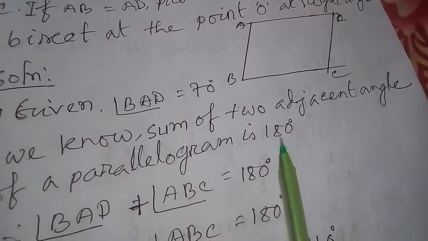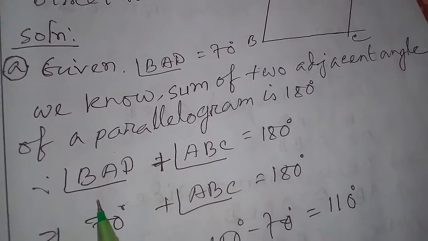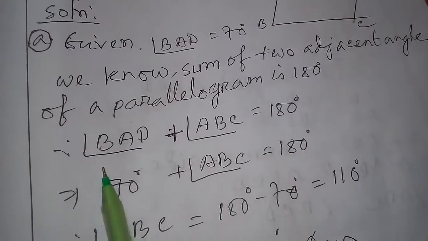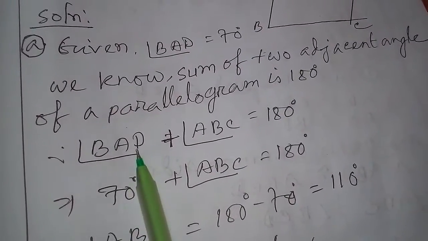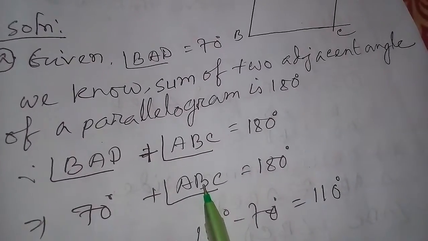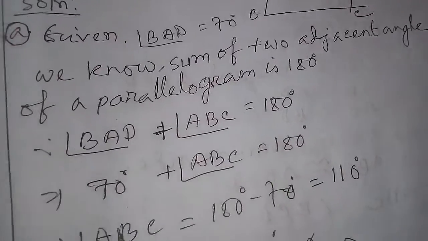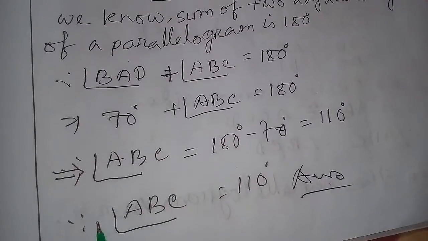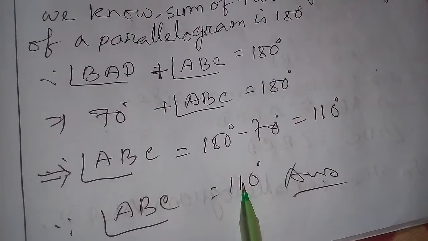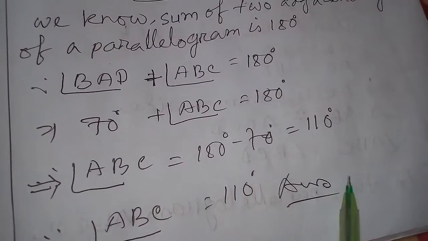180 degrees. So we can write angle BAD plus angle ABC equals 180 degrees. Angle BAD equals 70 degrees, so 70 degrees plus angle ABC equals 180 degrees. After calculating, we get angle ABC equals 110 degrees. That is the answer.